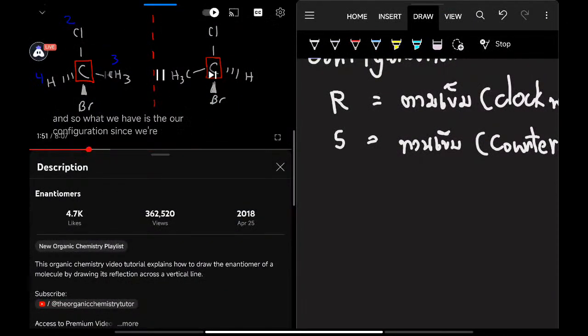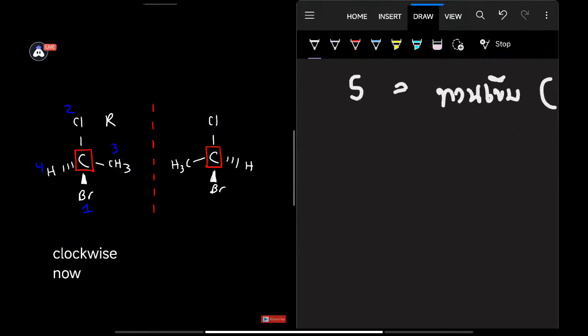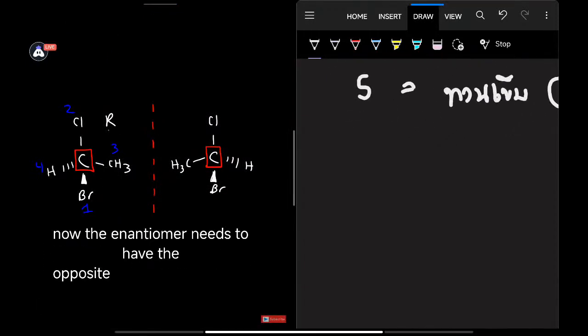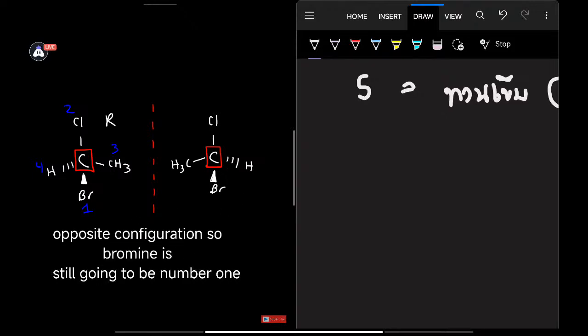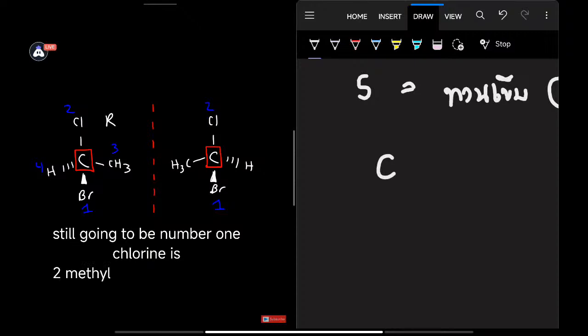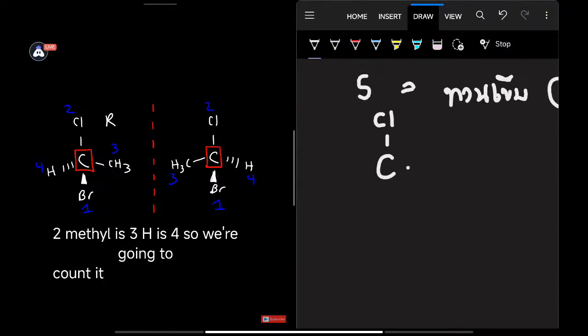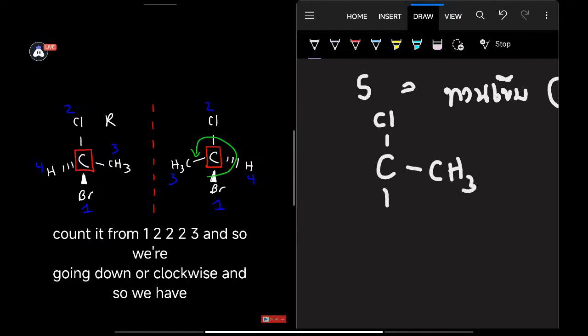configuration, since we're rotating it clockwise. Now the enantiomer needs to have the opposite configuration. So bromine is still going to be number 1, chlorine is 2, methyl is 3, H is 4. So we're going to count it from 1 to 2 to 3, and so we're going counterclockwise, and so we have the S configuration.